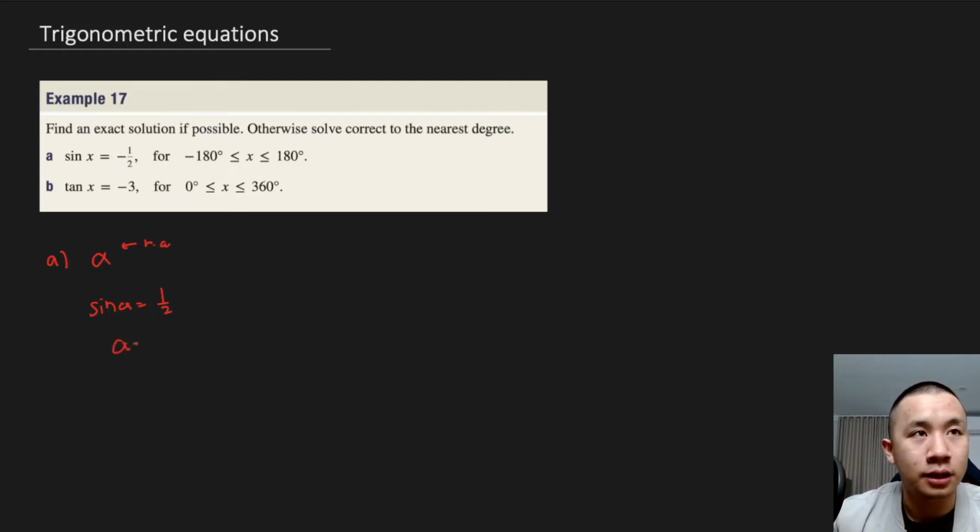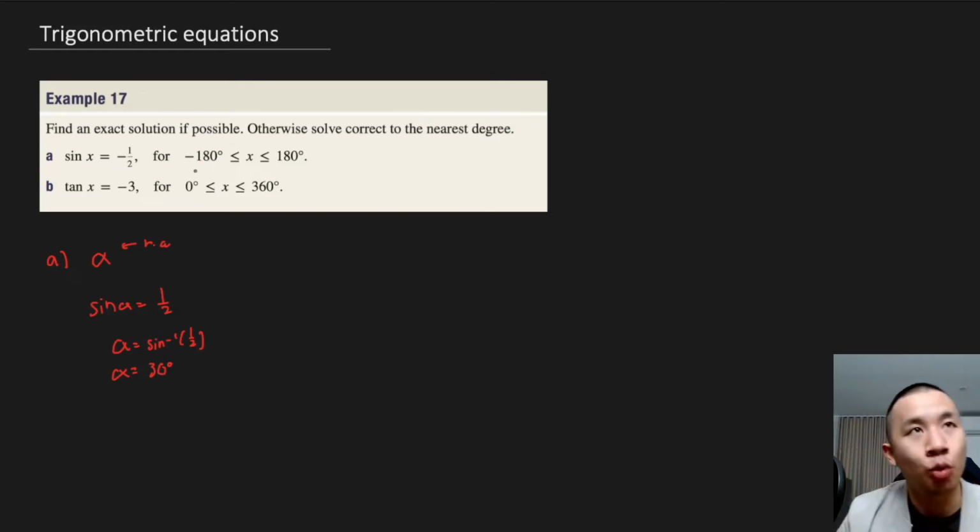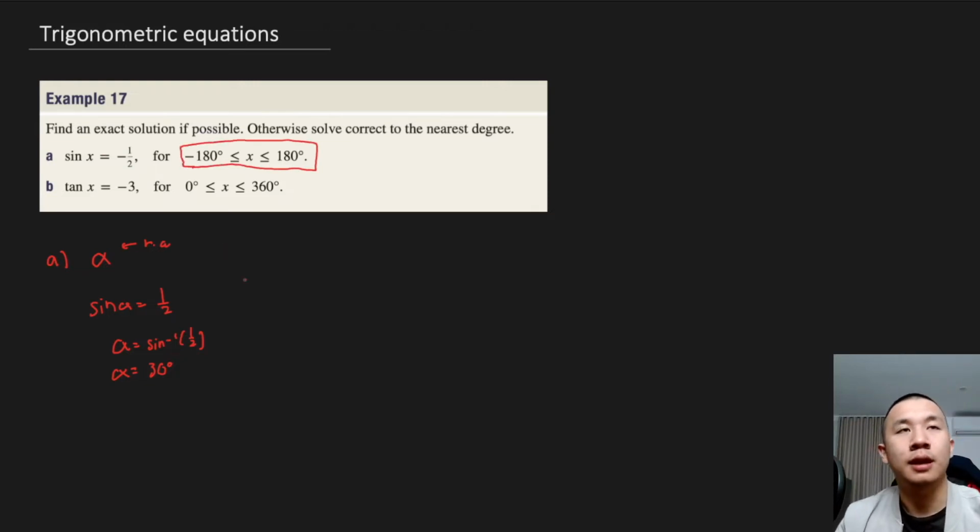And then alpha is equal to sine inverse of half. And then if you type this in the calculator or you know what sine inverse of half is, you should get 30 degrees. Okay, so this is the principal angle. Keep in mind, it's not a solution because this is a solution to positive half. But I want to find the solutions to negative half within this range, which is very important as well.